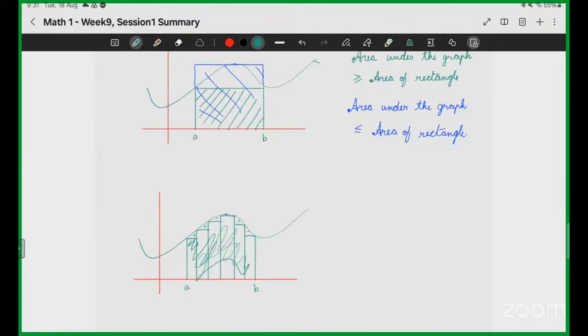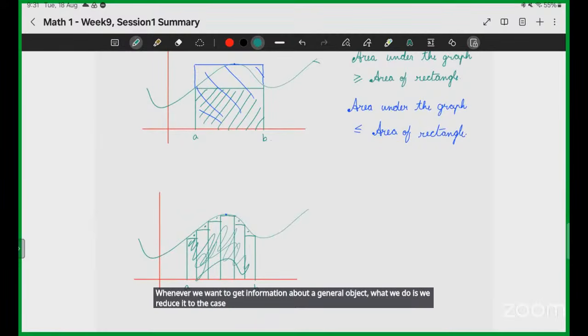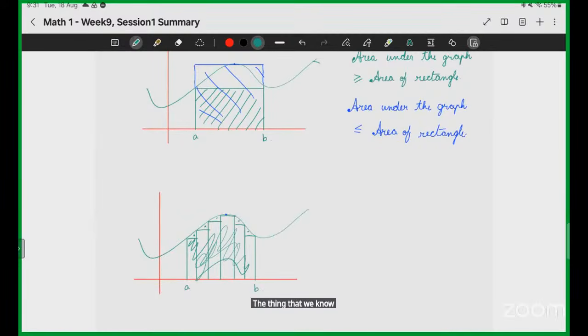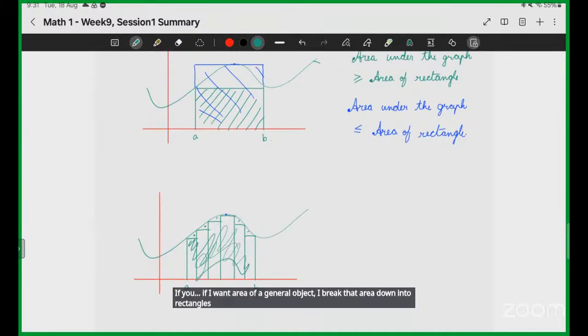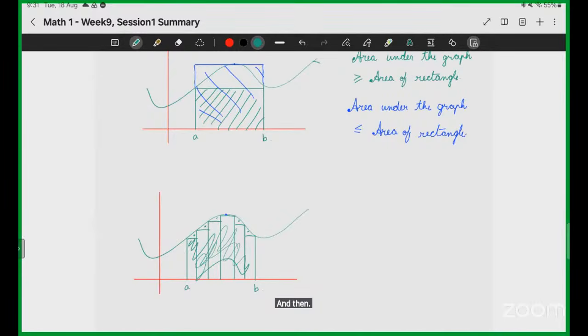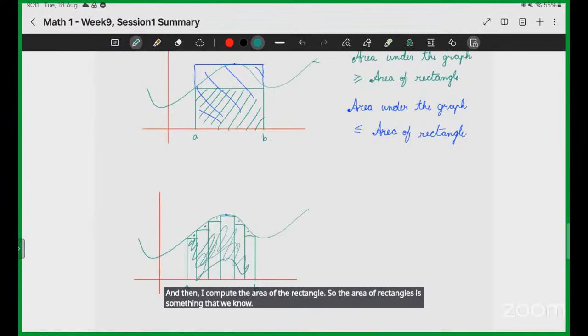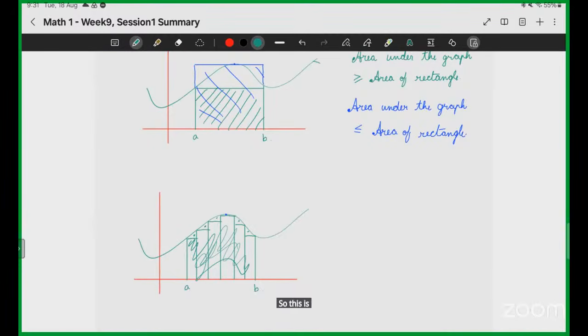So whenever we want to get information about a general object, what we do is we reduce it to the case of the thing that we know very well. If I want the area of a general object, I break that area down into rectangles, and then I compute the area of the rectangles. The area of rectangles is something that we know. So this is the first principal definition of integration.